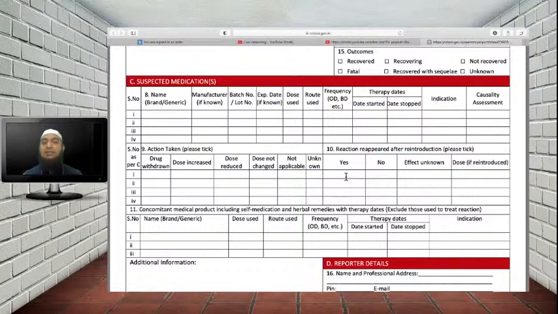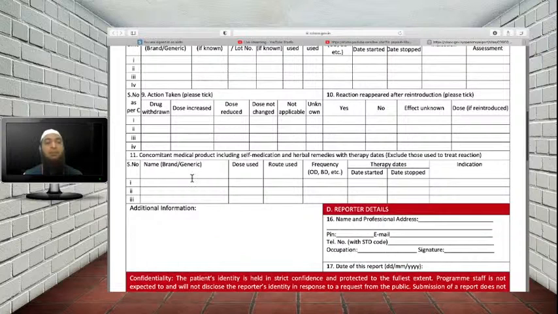If yes, then you can just tick yes. If no, you can just say no, right? Then effect unknown or dose if reintroduced, that also you can mention. Likewise, the last part is the comment: concomitant medical products, including self-medication and herbal remedies, given with the therapy up to the date when he suffered from the adverse drug reaction.